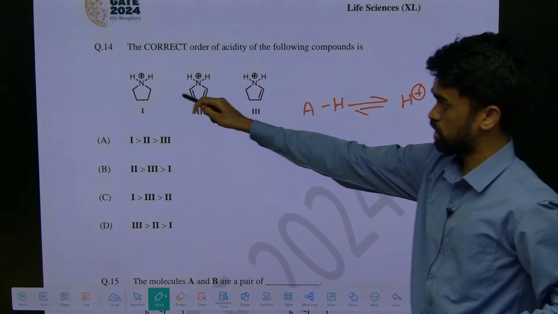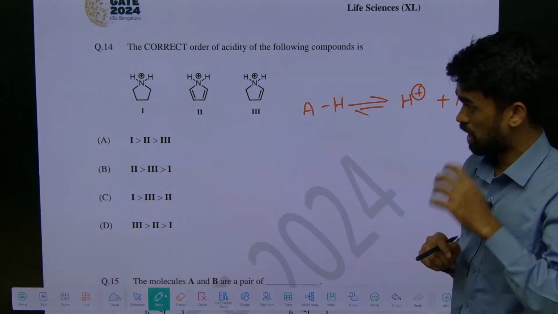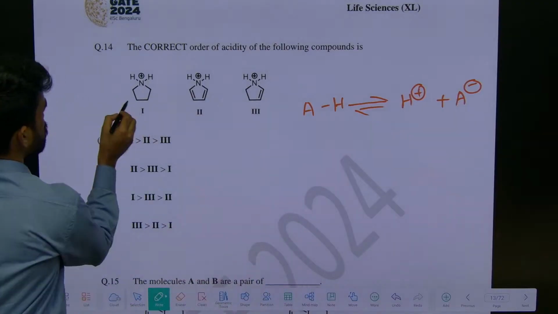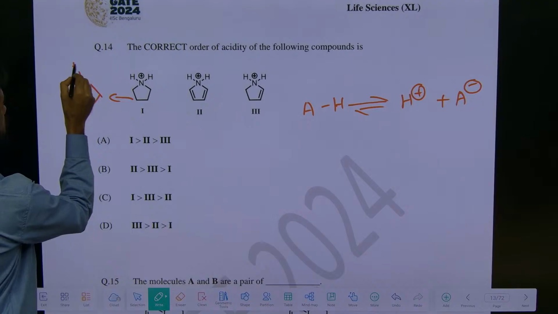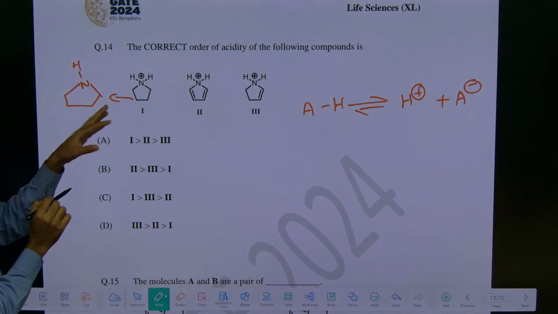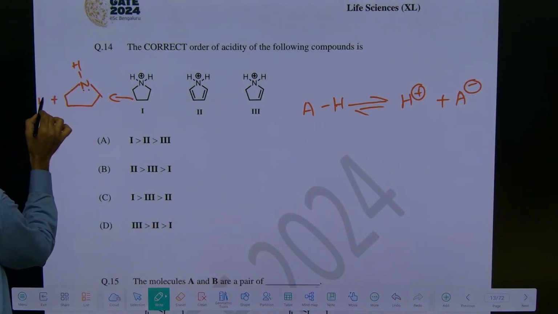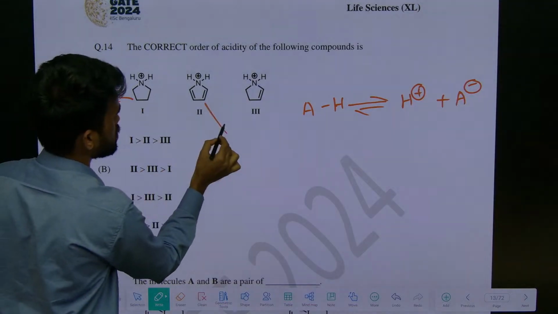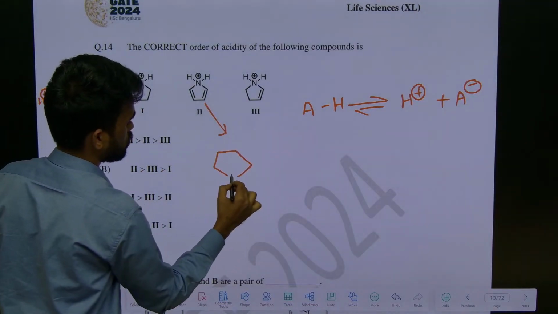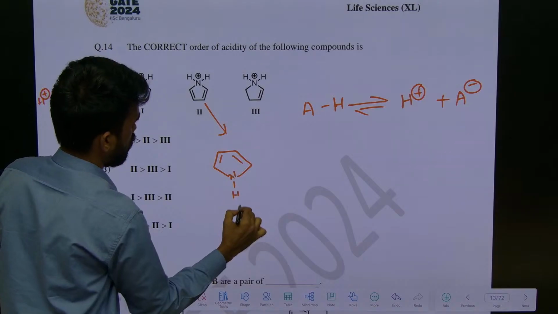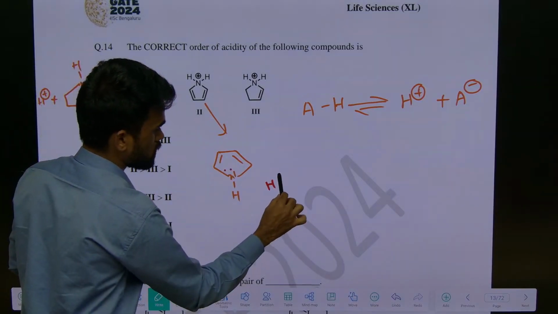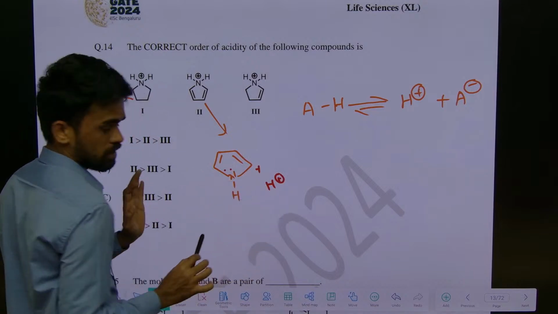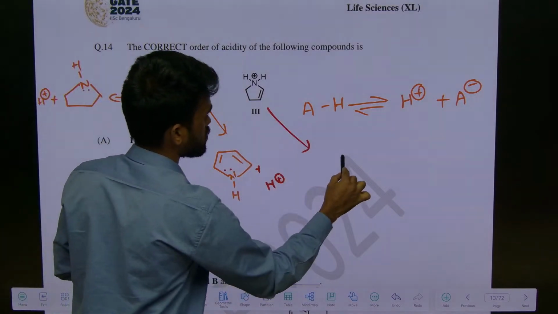Now try to remove the H plus ion from all of them. If it is releasing H plus ion, we are going to get a compound like this. Yes or no? Lone pairs and H plus ion. From here also you just remove one H plus ion. Out of these two, one H plus is released. Okay, from here also you do the same thing.